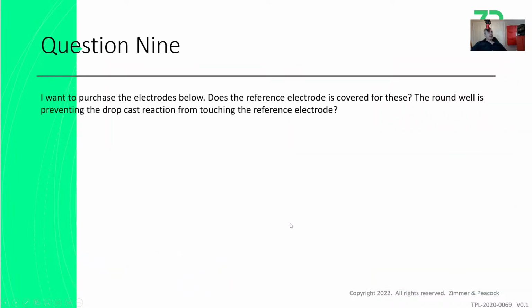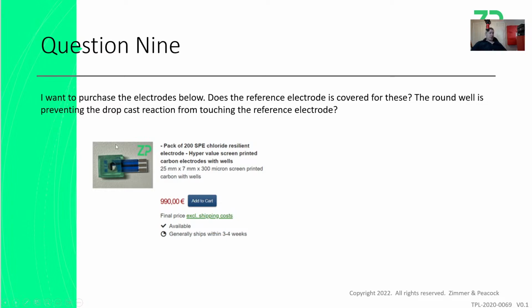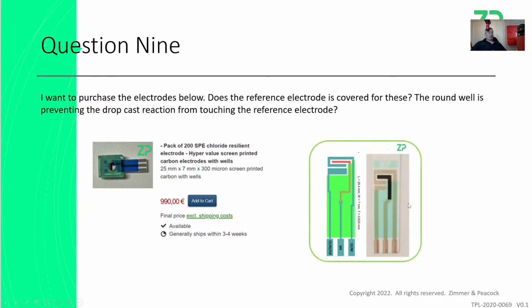Question number 9. Somebody wants to get hold of one of these, which is a sort of hypervalue electrode in a well. I don't know why we don't use this more often at ZP. It's actually quite useful. So it sits in that little well, but they just want to know, well, what's covered up. So what's covered up is the working electrode is mostly untouched.